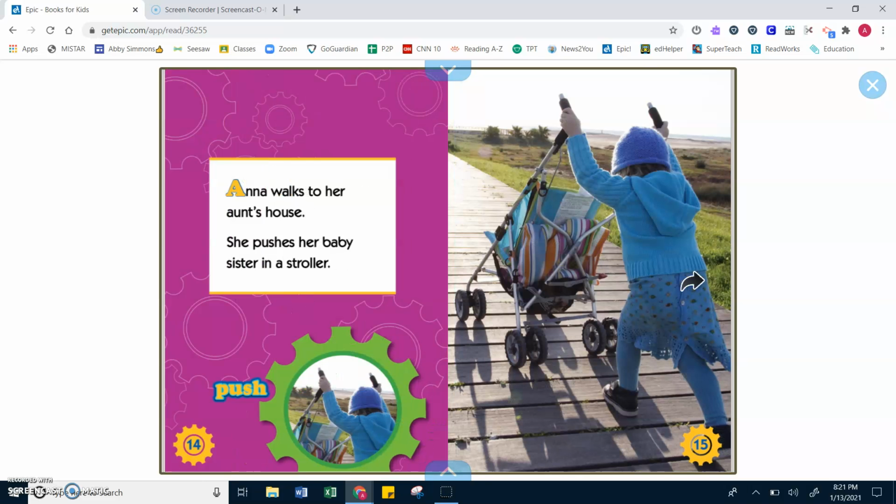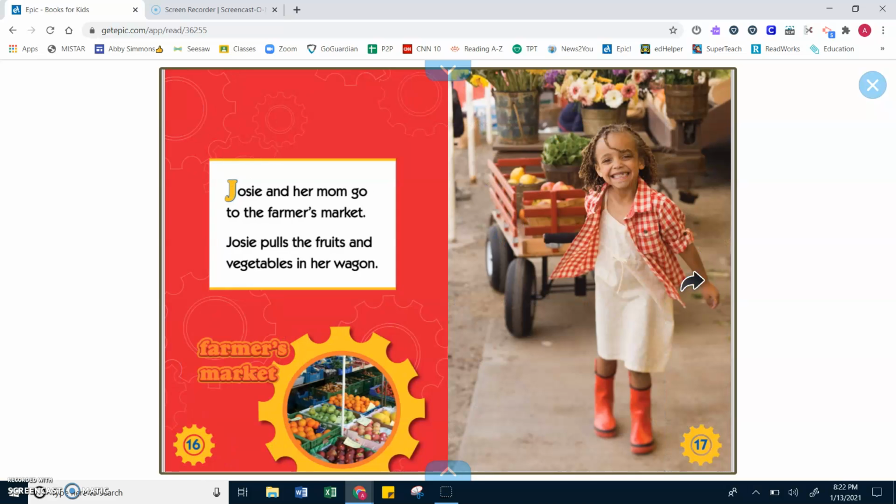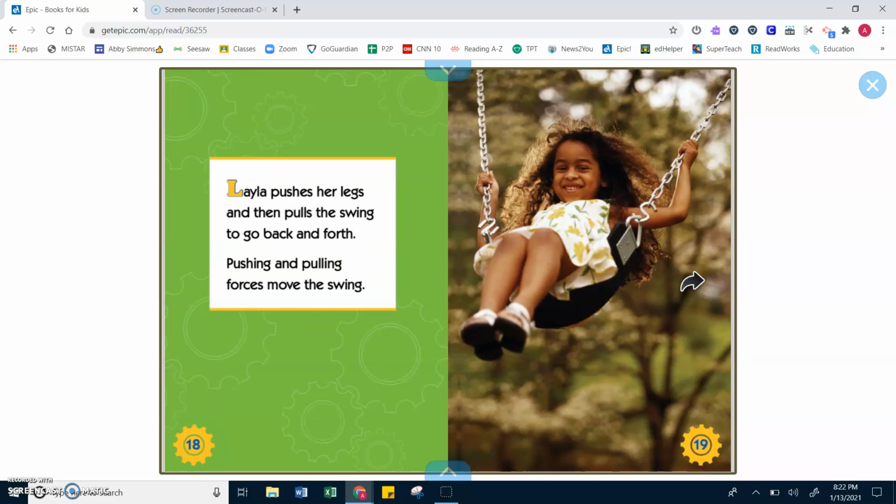Ava walks to her aunt's house. She pushes her baby sister in the stroller. Josie and her mom go to the farmer's market. Josie pulls the fruits and the vegetables in her wagon. Layla pushes her legs and then pulls the swing to go back and forth. Pushing and pulling forces move the swing. So pushing and pulling forces move the swing back and forth.